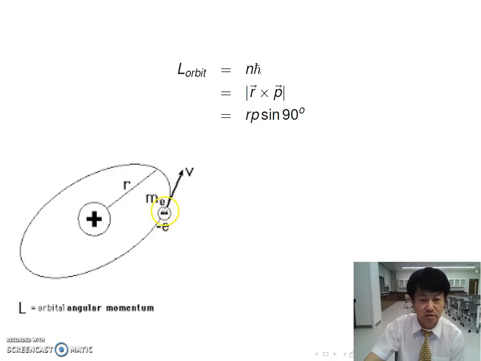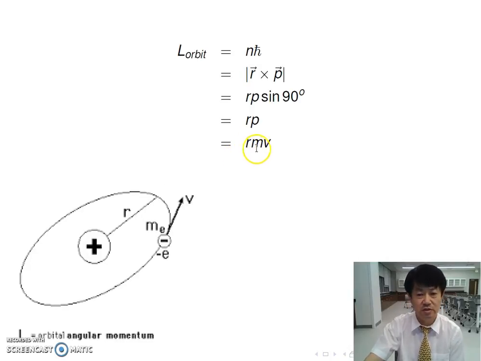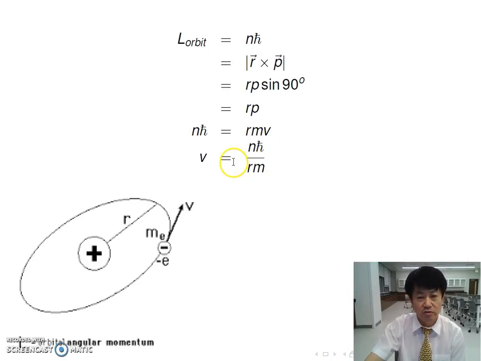In this case, the electron velocity vector is in the tangential direction. The radial direction makes a right angle with respect to the velocity direction, so the angle is 90 degrees. Sine 90 is 1, so it becomes r p. P is momentum, which is mass times velocity, so from this you can write an expression for the speed of the electron in orbital motion as n h bar over r m.